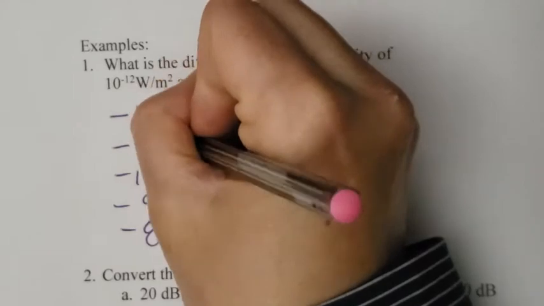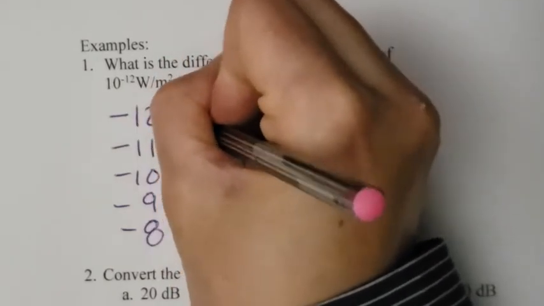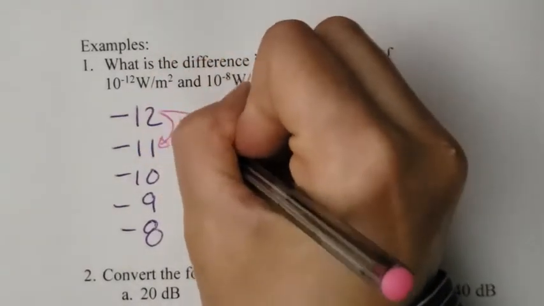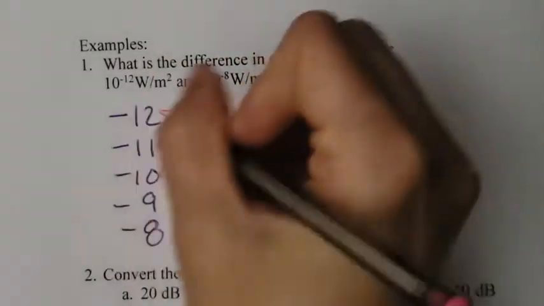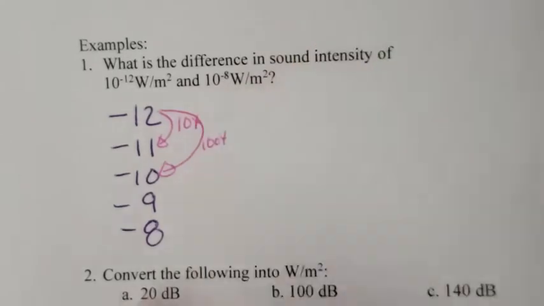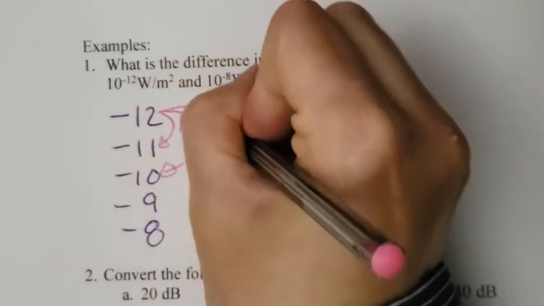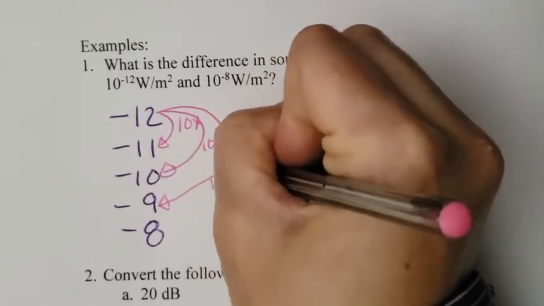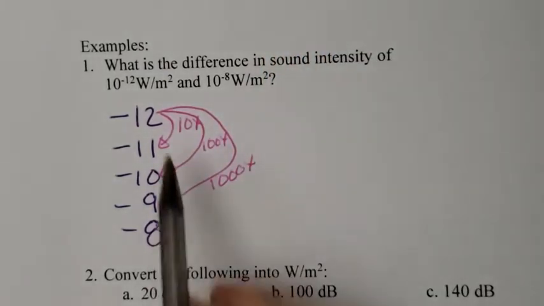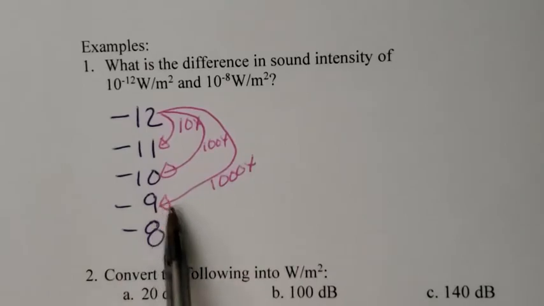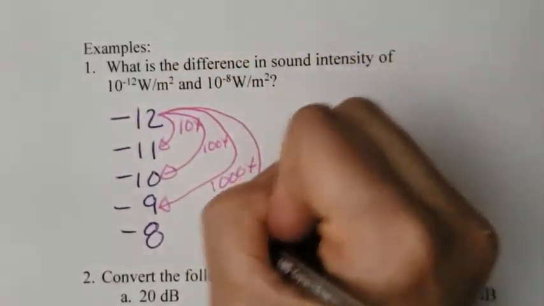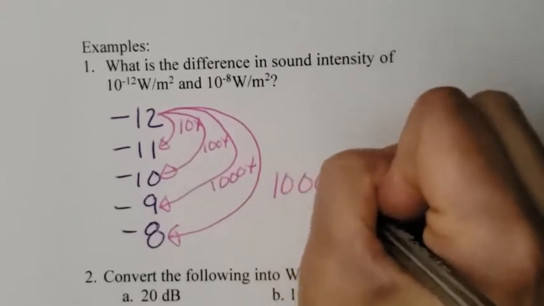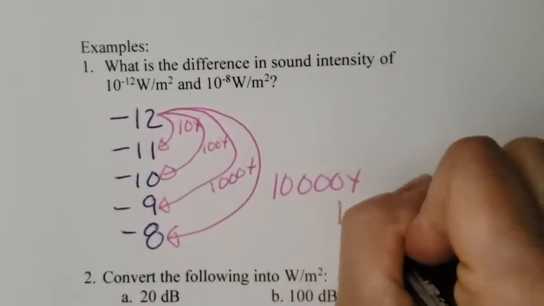When I go from negative 12 to negative 11, that means it's 10 times louder. If I go 2 steps, it's 100 times louder. If I go 3 steps, that's 1,000 times louder. But in this case, I went 1, 2, 3, 4 steps to get to negative 8. That is 10,000 times louder.